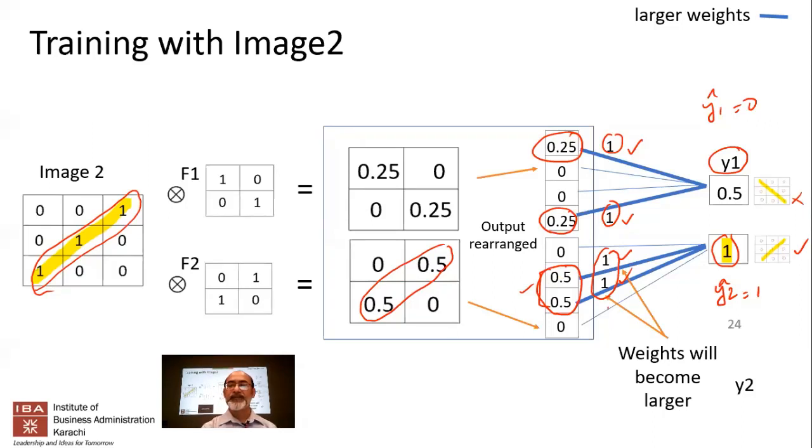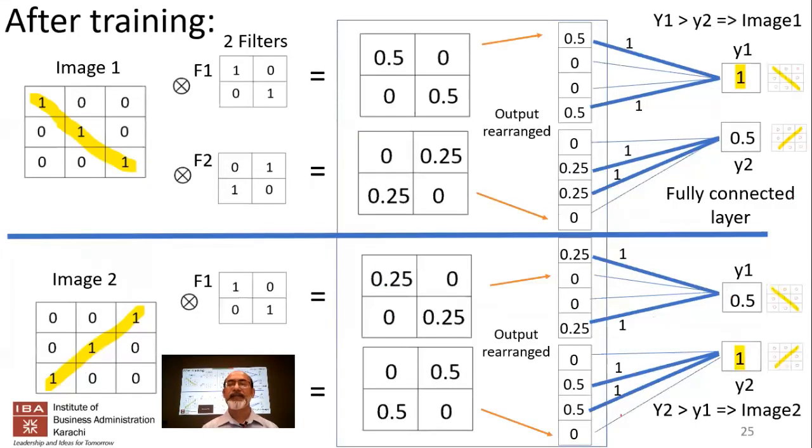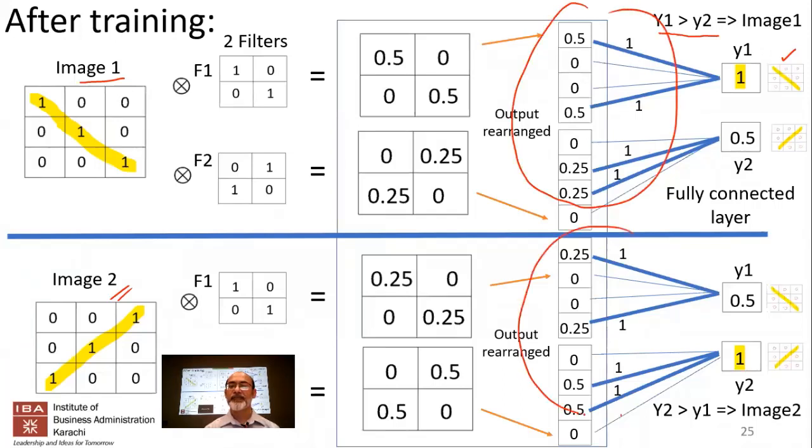As a result of this, after the entire training is done, if you enter a particular image, let's say you enter image number 1, what's happening is that y1 is going to come out greater than y2, and so it's going to select that this image is of type y1. And if you enter an image of type 2 into the same network, remember both of these networks, this network and this network, are the same.